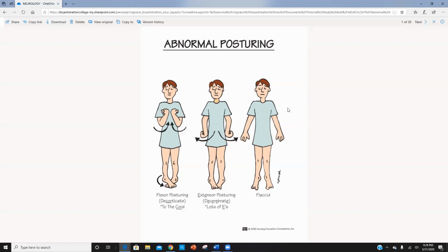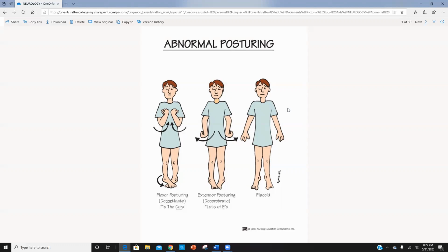What about the voluntary movements, the involuntary movements, any tremors, any twitches? Do they have issues with their balance or gait? We're also going to be looking for any posturing. And so this picture shows abnormal posturing. And so we have decorticate posturing.